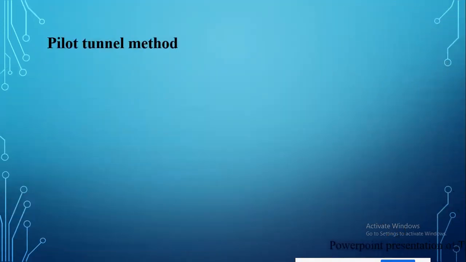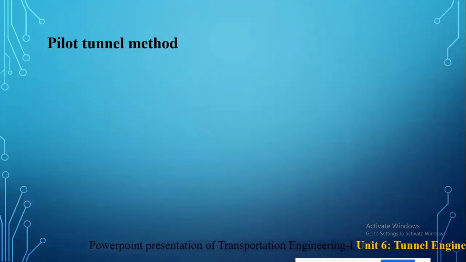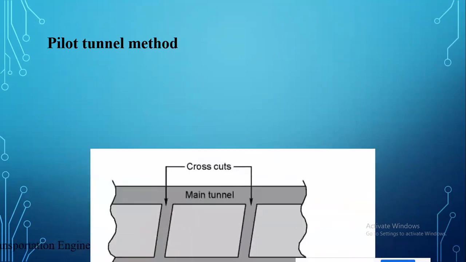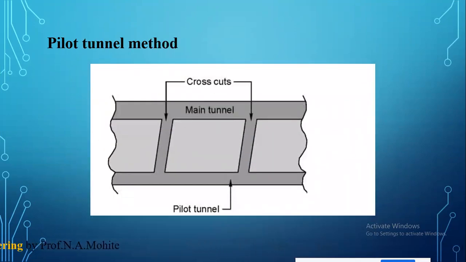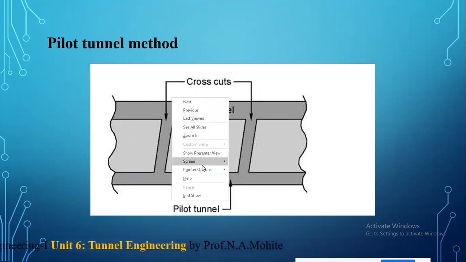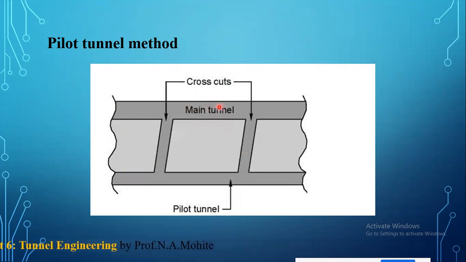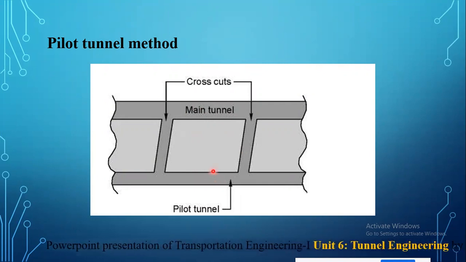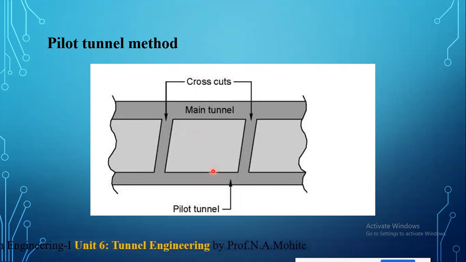Okay, the next method is the pilot tunnel method. This method normally involves the digging of two tunnels. One is called the main tunnel. Here you can see, this is the main tunnel, and this is nothing but the pilot tunnel. The cross section of this has a size of 2.4 meter by 2.4 meter. This is being driven parallel to the main tunnel.